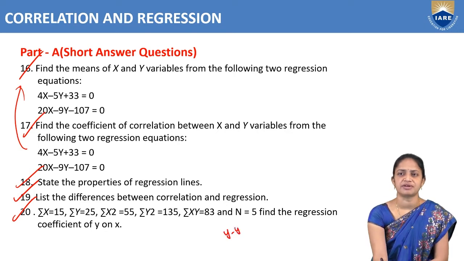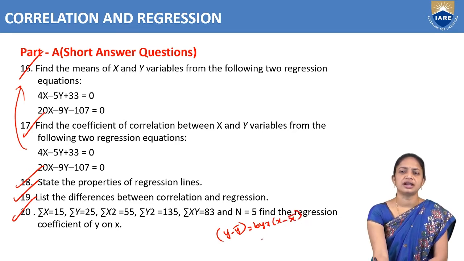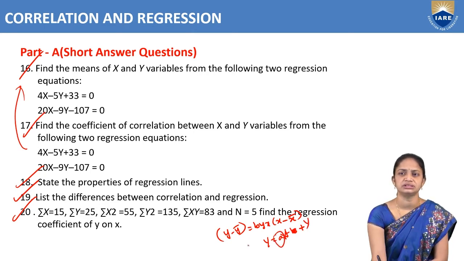First one is y minus y bar equal to byx into x minus x bar. We can use this method, and also one more method: y equal to a plus bx. Here the regression coefficient is b, y on x. So we have two methods to find the regression coefficient of y on x.